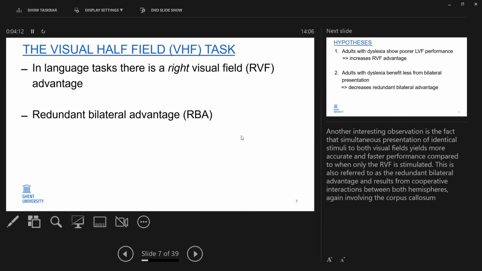Another interesting observation is the fact that if you present two identical stimuli simultaneously to the left and right visual field, you see that it results in even better performance than when you only present it to the right visual field. And this is referred to as the redundant bilateral advantage. And it's a result of cooperation between the hemispheres and the bad hemisphere still being able to help the good hemisphere to process it even better and faster.